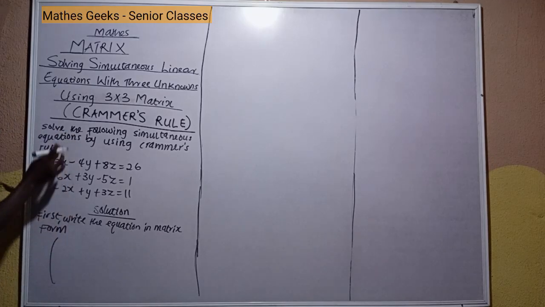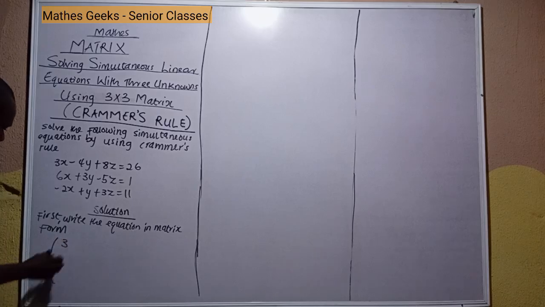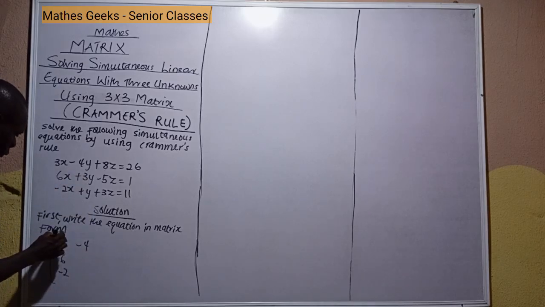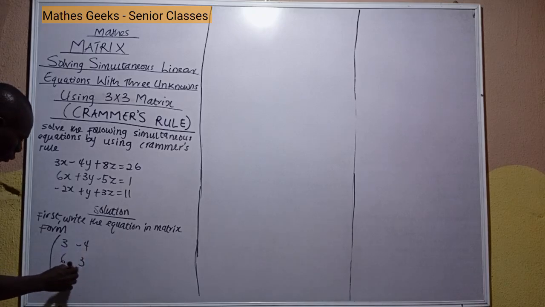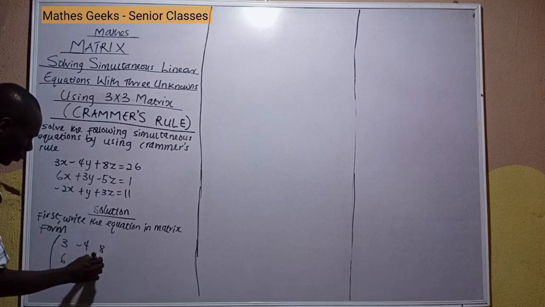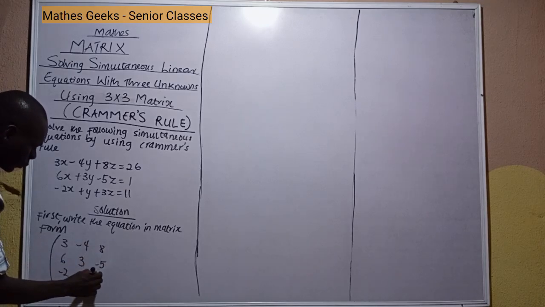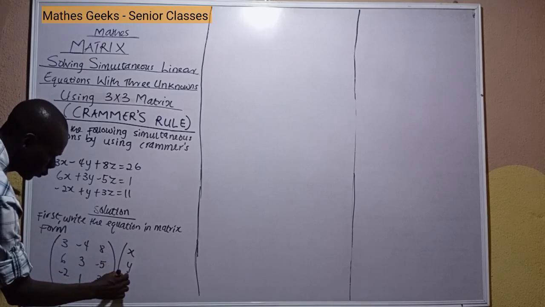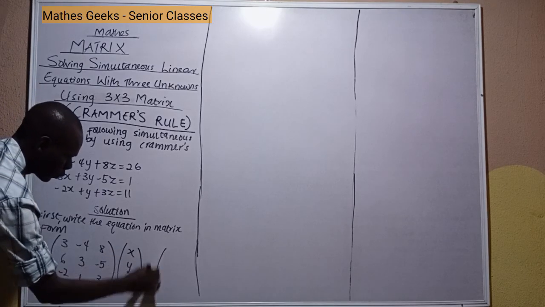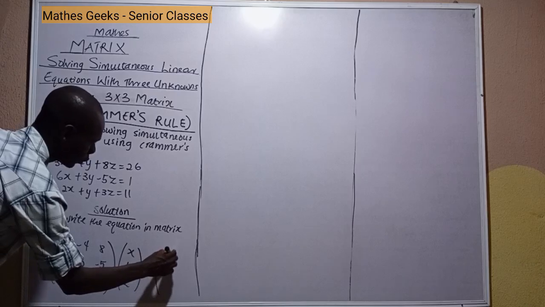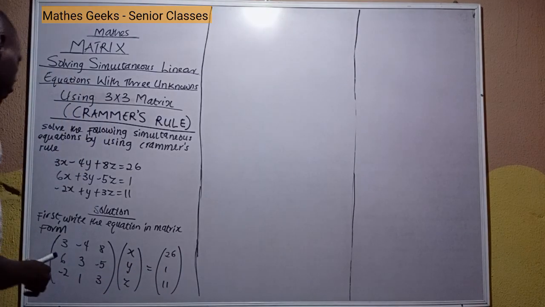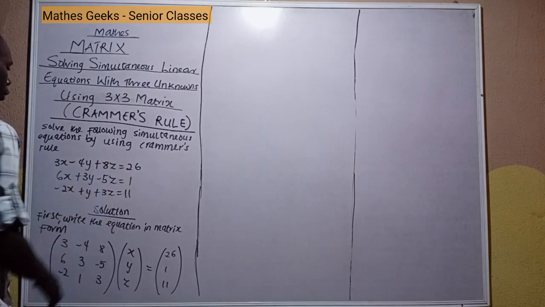Horizontally and vertically, it equals 3, 6, minus 2, minus 4, 3, 1, 1, 8, minus 5, 3, times x, y, z, equals 26, 11. So this is the main matrix formed from the simultaneous equations.